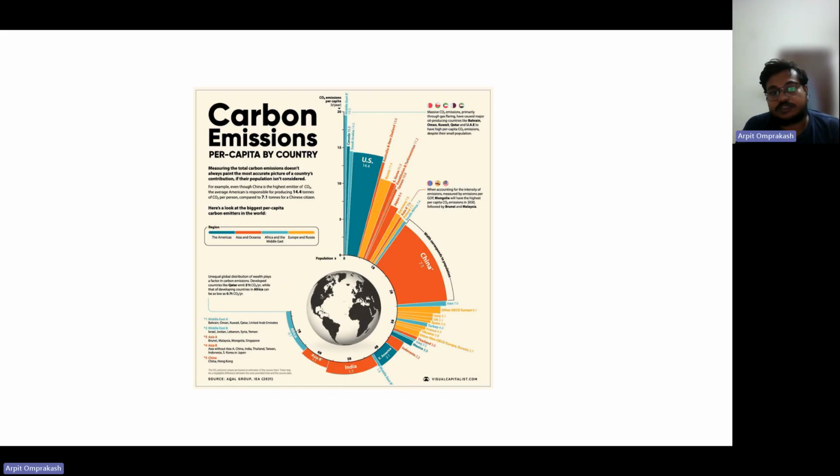So what happens is, once we look at it this way, we see that the US now has very high carbon emissions per capita, whereas China, which had a very high cumulative value, now seems not so high because the per capita emission is quite less. Right, right.